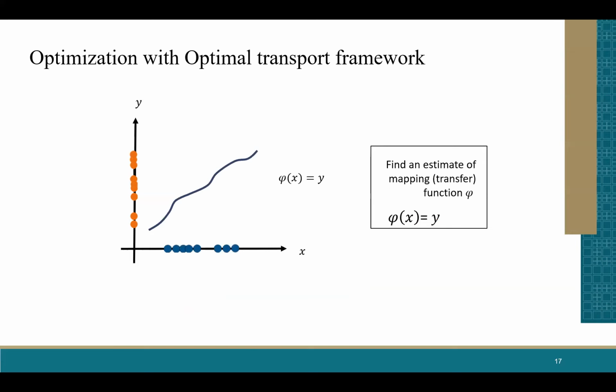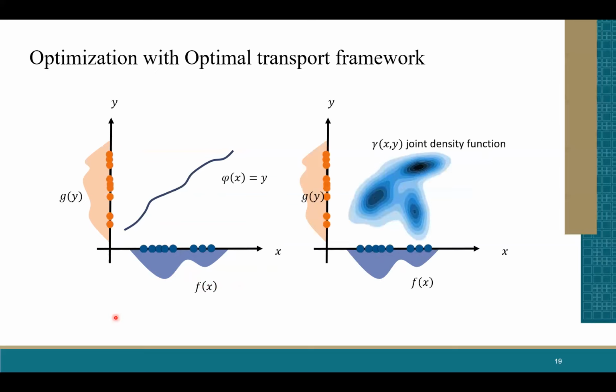We can visualize the problem to solve in R2, where we have X here and Y here. So we have a 2D problem. This is the phi that maps X into Y that we need to estimate. And from the observations that we have, we can estimate the PDF for each variable using histograms or kernel density estimation.